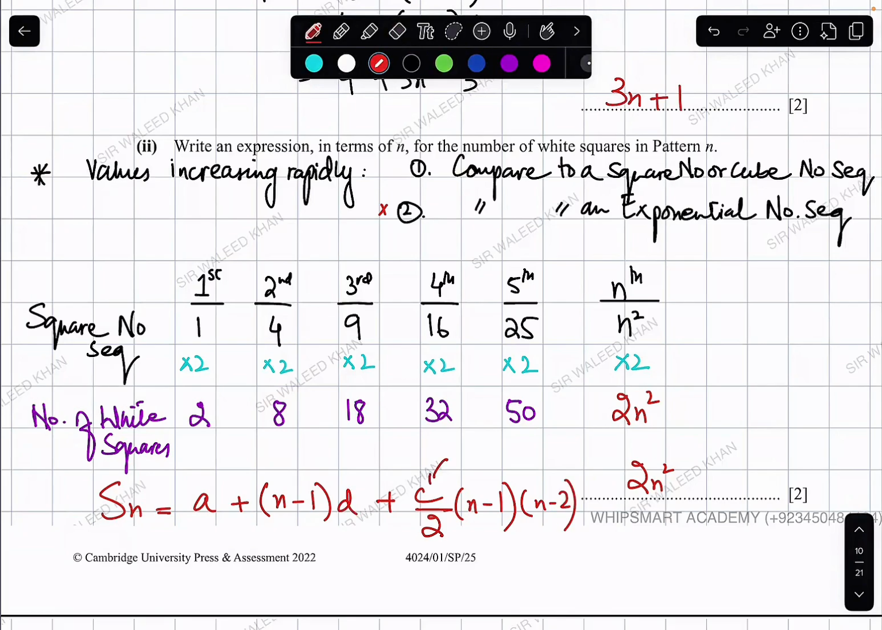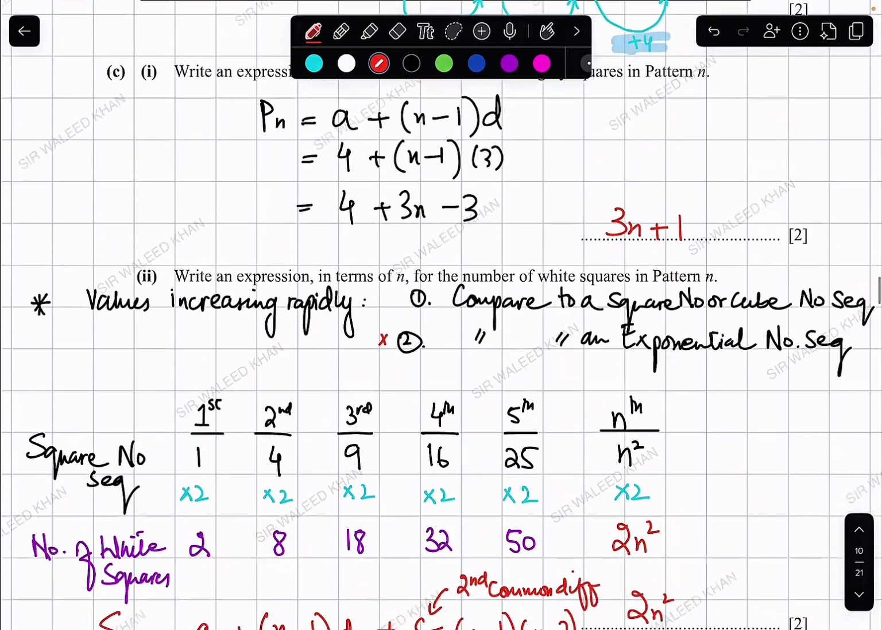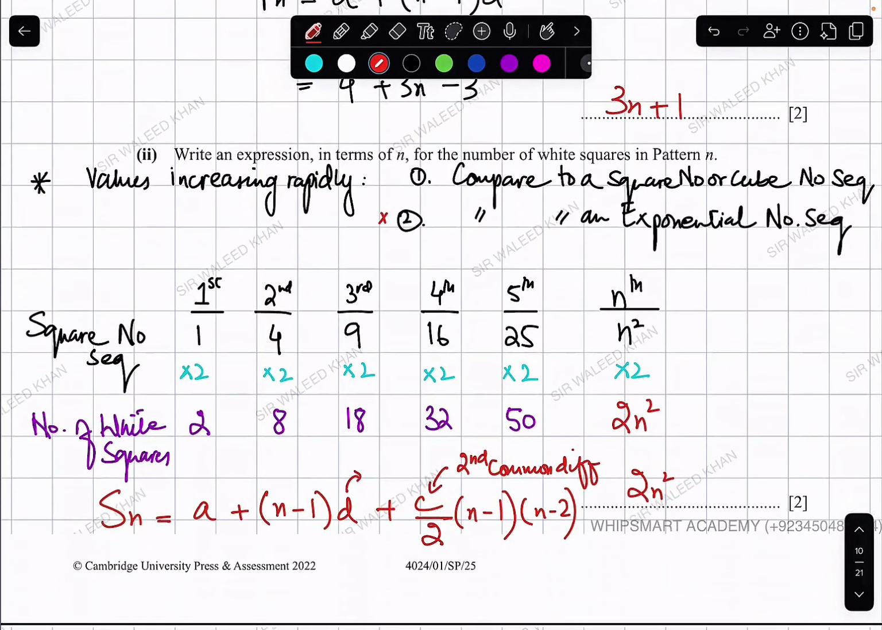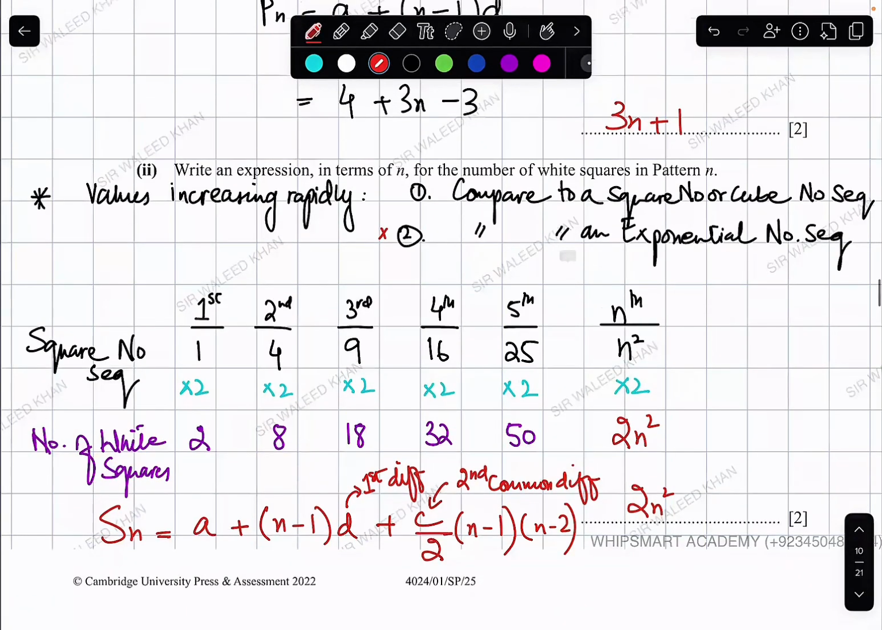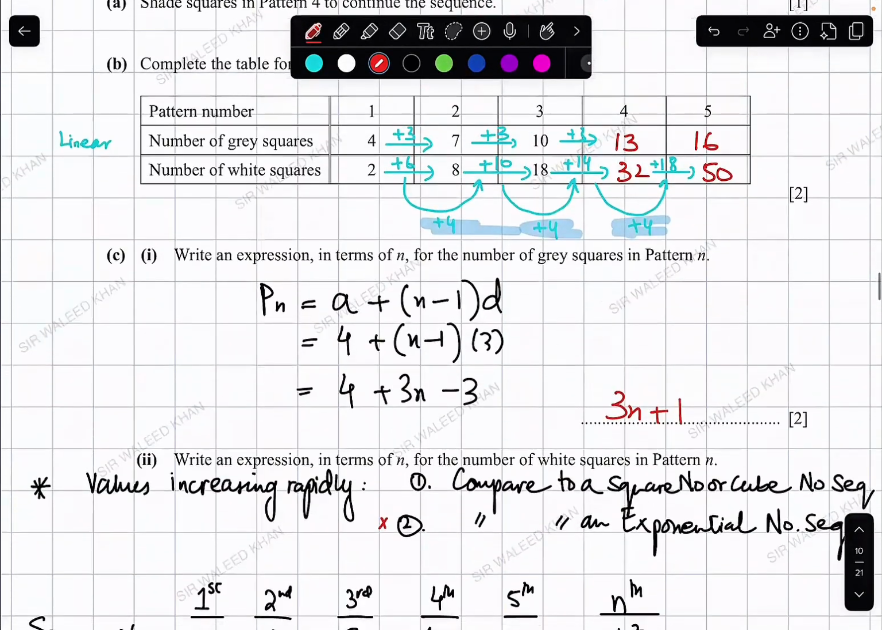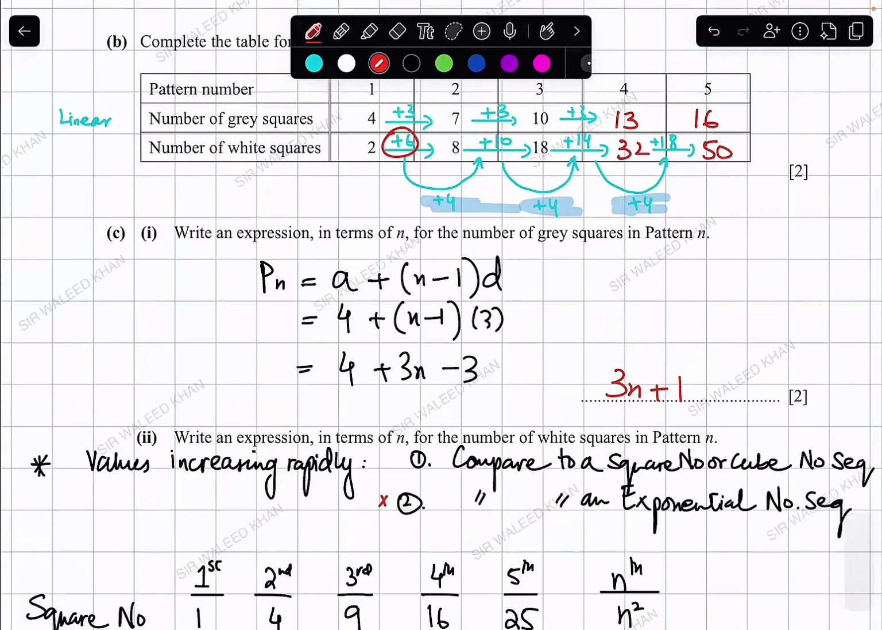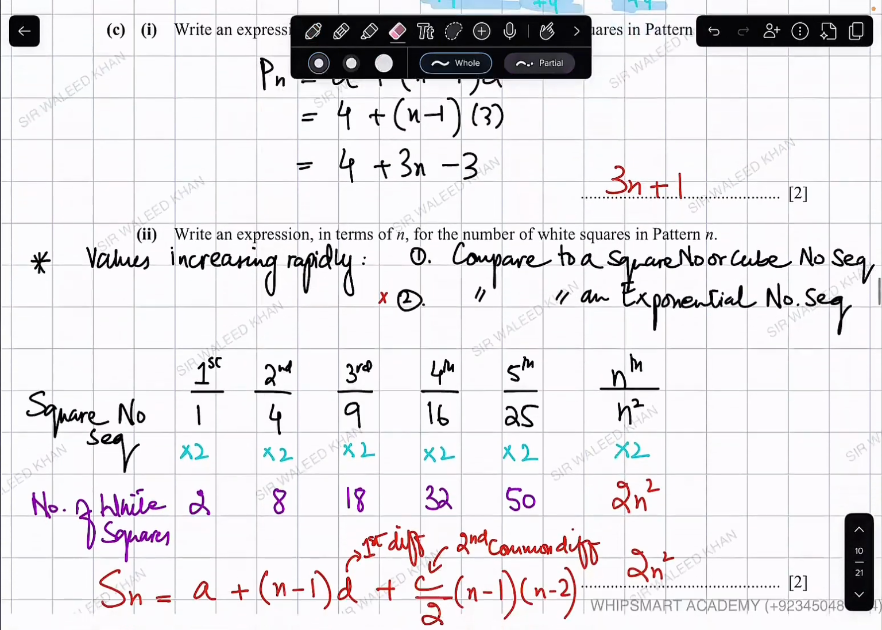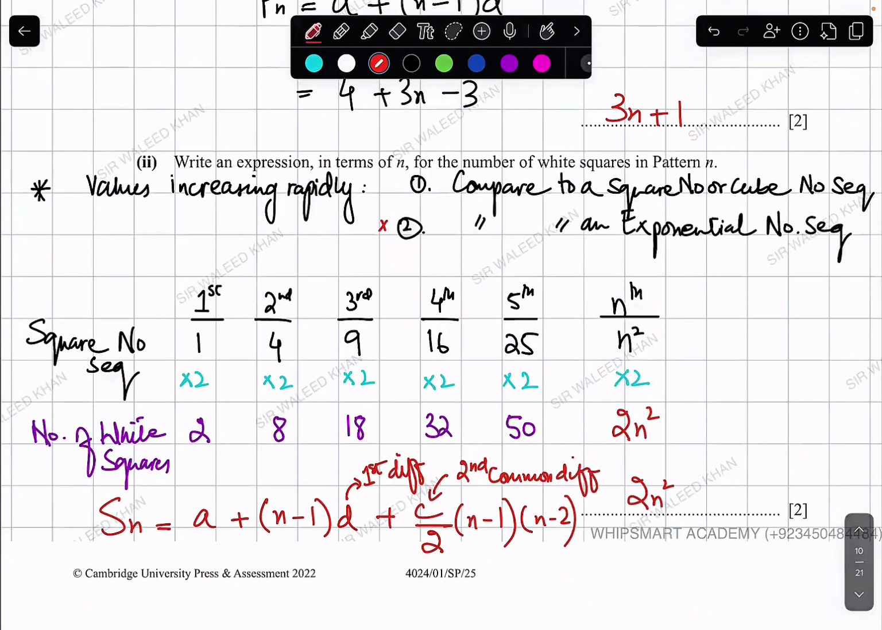And this over here is the second common difference. Second difference is common. As you can see, positive 4. d is the first difference. It's not common, it's just the first difference. In this case, it is 6. And a is the first term of the sequence.